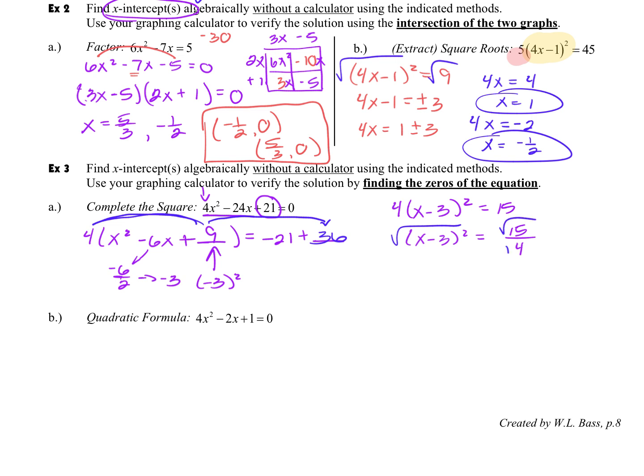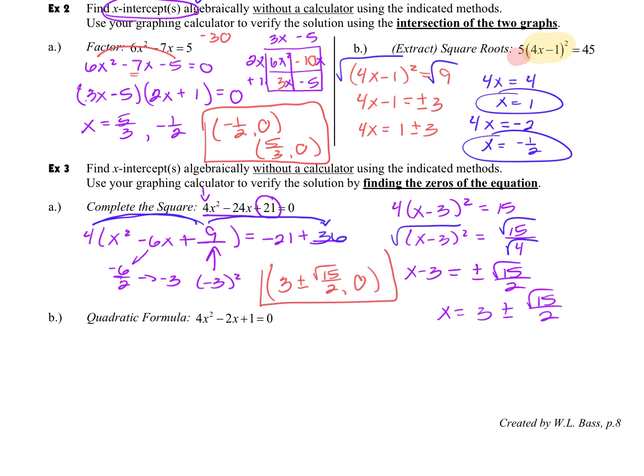Square root, square root, square root. I want to really emphasize writing those two square roots separately. The left-hand side now becomes x minus 3. The right-hand side becomes plus or minus the square root of 15 over 2. So our answer is 3 plus or minus the square root of 15 over 2. And again, if we wanted to write this as its formal intercept, it would look like 3 plus or minus the square root of 15 over 2, comma 0. So if we wanted to fully write those as the intercepts, we could do that.